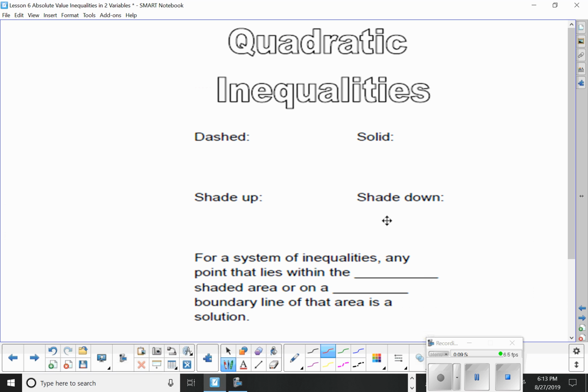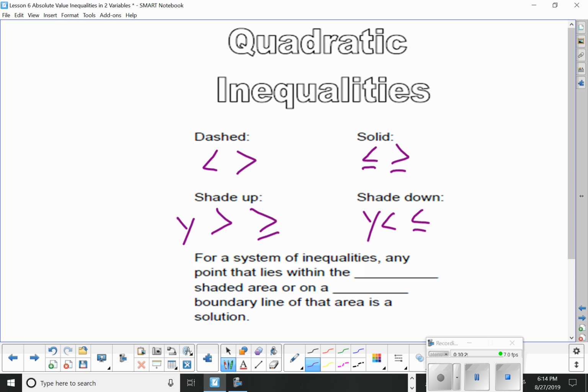Okay, now quadratic inequalities. Oops, so let's do this. Oops, put it in the wrong place, didn't I? Dashed is less than or greater than. Solid is less than or equal to, greater than or equal to. Shade up, greater than or equal to. Shade down, y is less than or equal to.